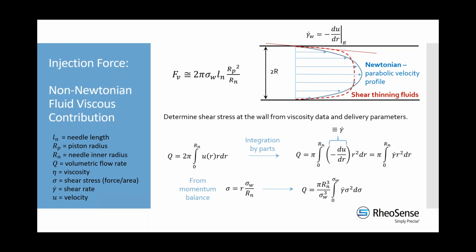Because if you remember, viscosity is just the proportionality between that shear stress and shear rate. So if we have viscosity, we have shear stress, we have shear rate. So now we have it in terms of parameters that we can deal with. And this would also be bringing in the inner radius of the needle.